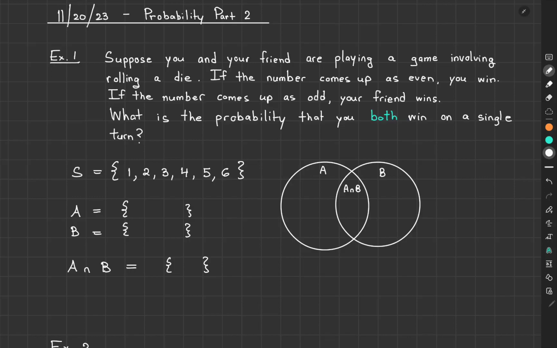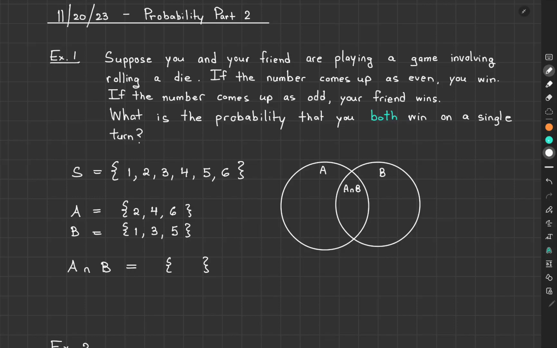Now, let's say you're player A. If the number comes up as even, you win. So A, your winning possibilities are 2, 4, and 6. For your friend, who's player B, the winning possibilities are odd numbers, so 1, 3, and 5. Now, to calculate the probability that we would both win, we have to consider the intersection of these lists. What number, if any, appears on both lists? That's the question we're asking ourselves.